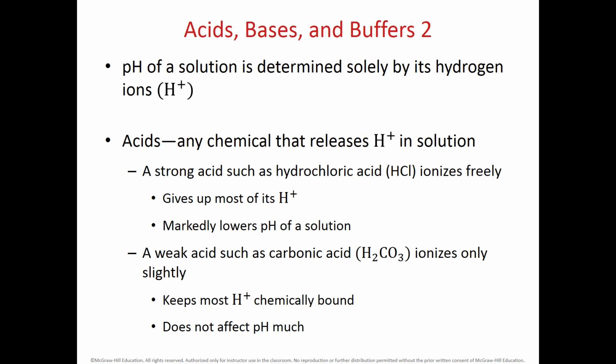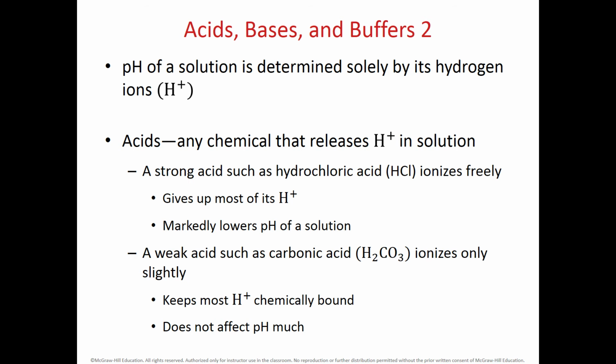Now, acids can be classified as strong or weak. A strong acid will be a donor of hydrogens that gives up most of its hydrogen ions at a higher rate. This will lead to lowering the pH of a solution. So when a solution has a low pH, that means that it has a high concentration of hydrogen ions. An example of a strong acid is hydrochloric acid.